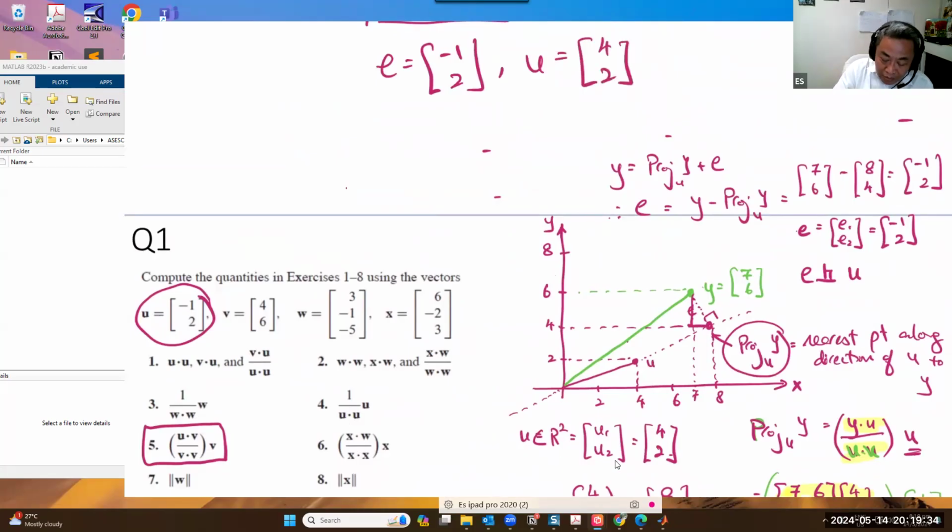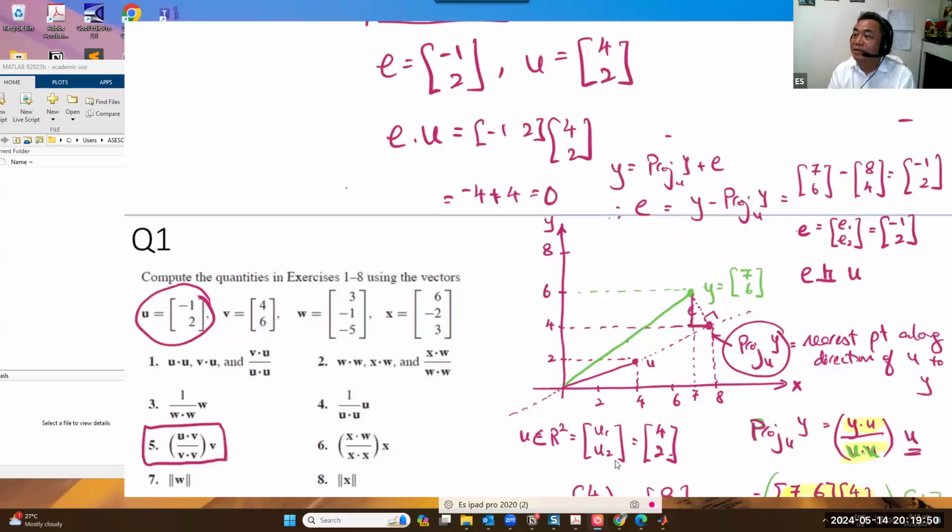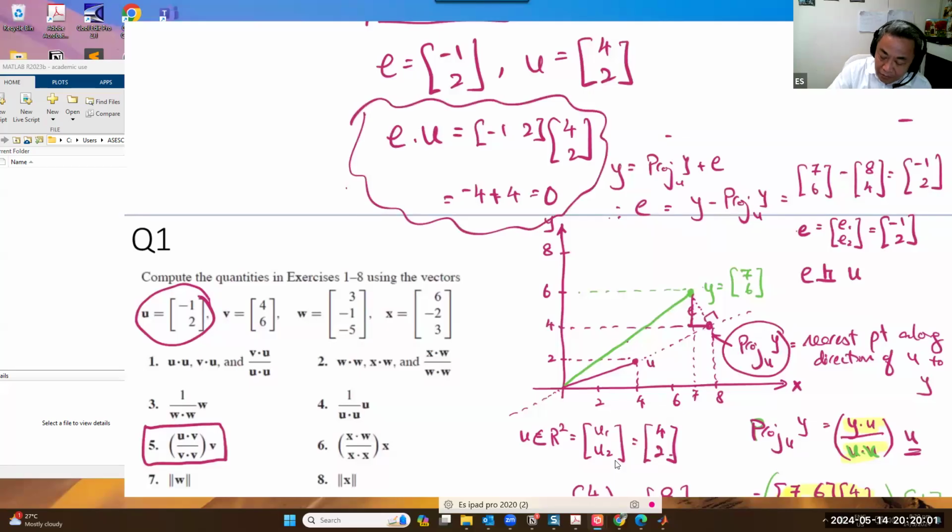So let's try. e dot u is equal to minus 1, 2 dot 4, 2. The answer is minus 4 plus 4 equals 0. Voila, right? And we know, when two vectors are orthogonal, the dot product... So now this is the key idea. When two vectors are orthogonal, their dot product equals 0.